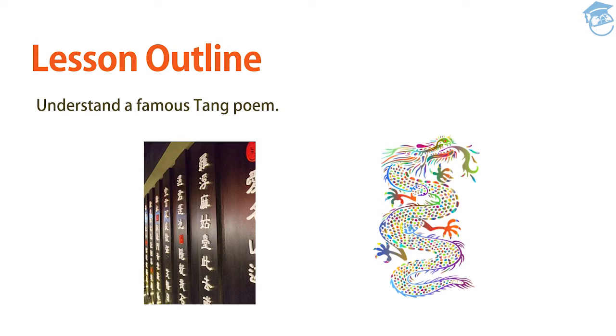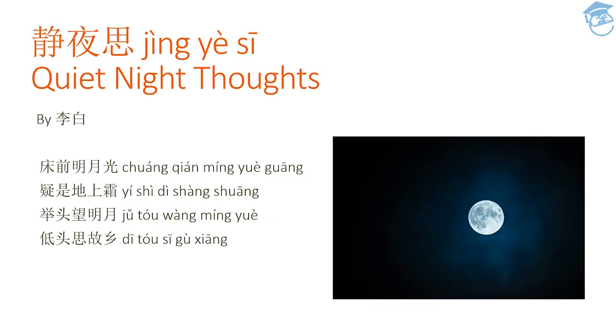So let's get started. So the poem title is 静夜思. It is by Li Bai. As I said, it's the most famous poet in Tang Dynasty. The title is Quiet Night Thoughts. So the poem goes like this.